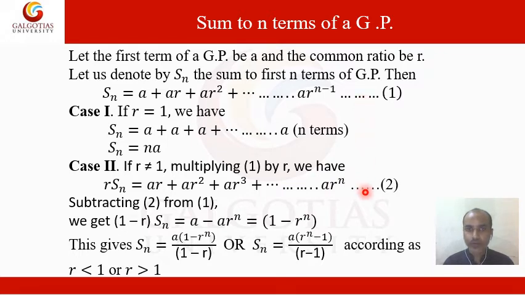equation 2 from equation 1, we get (1 minus r) into Sn equal to a minus a into r to the power n, because if we multiply equation 1 by r, the first term is ar and cancels with the first term of equation 2. Similarly, so on, only the last term remains. Therefore, Sn equal to a into (1 minus r to the power n) upon (1 minus r). Here it is clear 1 minus r, so r is less than 1. So this is the formula valid when r is less than 1, and this is when r is greater than 1.